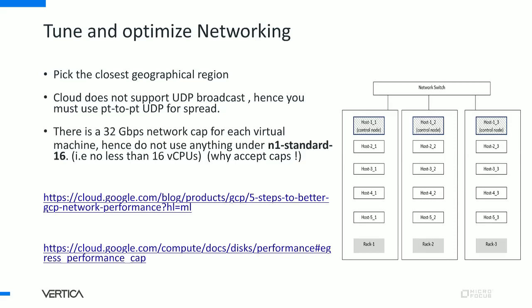So some things to consider in the networking space for your Vertica cluster. Pick a region that's physically close to you. Even if you're connecting to the GCP network from a corporate LAN as opposed to the internet, the further the packets have to travel, the longer it's going to take. Also, GCP, like most clouds, doesn't support UDP broadcast traffic in their virtual networking, so you do have to use the point-to-point flag for Spread when you're creating your cluster. And since the network cap on VMs is set at 32 gigabits per second per VM, maximize your network egress throughput and don't use VMs that are smaller than 16 vCPUs for your Vertica nodes.